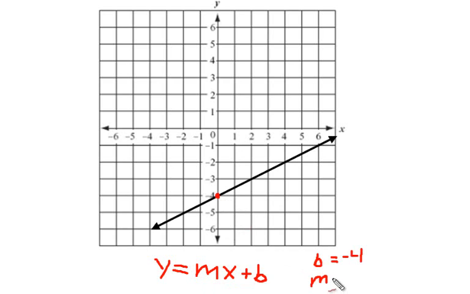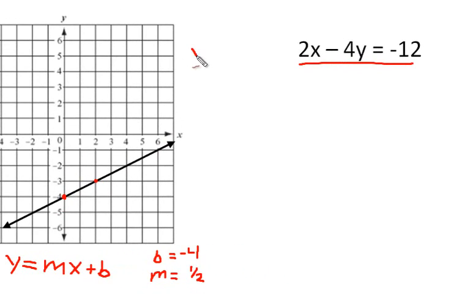And my slope, if I do my rise over run for slope, if I go from this point to, I see it crosses right here on the grid also, my slope is +1/2. So I have a slope of up 1 over 2. So a slope of 1/2. So for this line here that they gave me, the equation would be y equals 1/2 x minus 4.